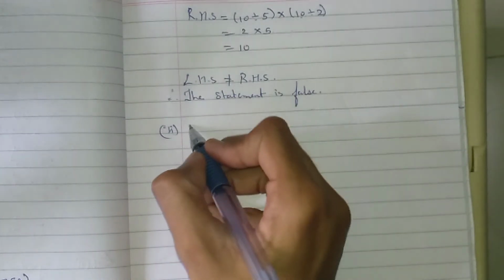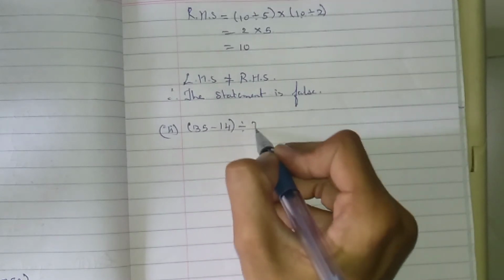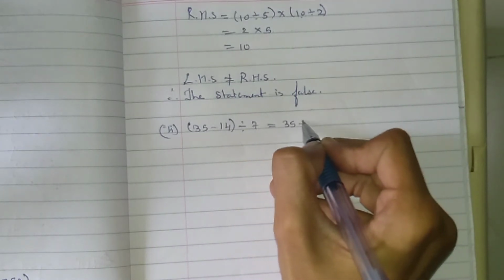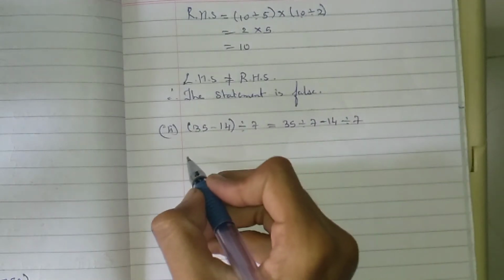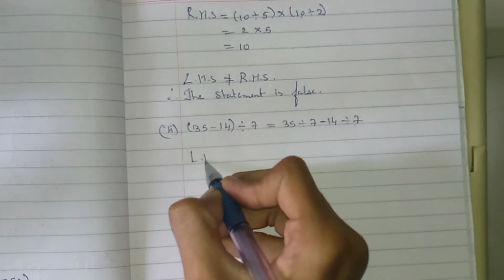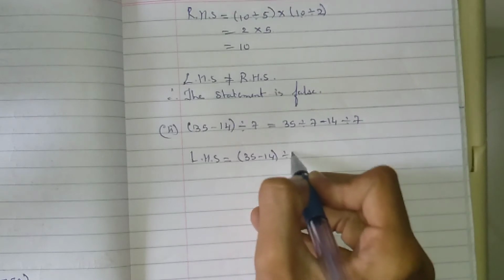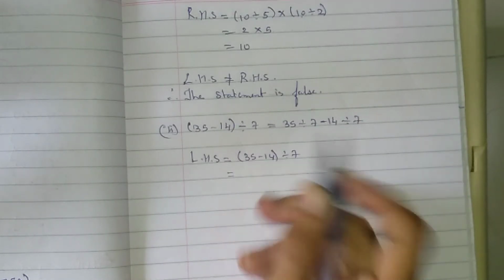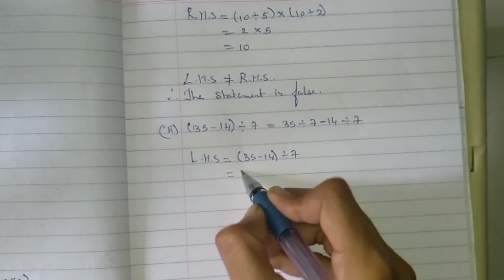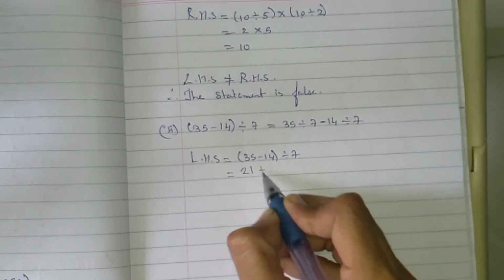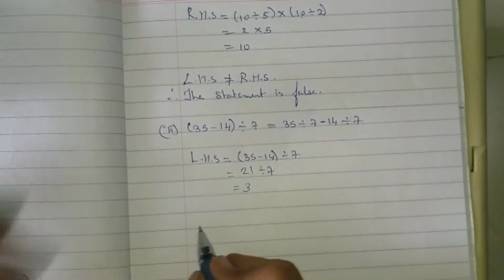See the second one. Question is 35 minus 14 divided by 7 equal to 35 divided by 7 minus 14 divided by 7. See, here bracket first we will solve LHS. 35 minus 14 divided by 7. 35 first we will solve bracket, so minus it. 35 minus 14 is 21 divided by 7, which is 3.